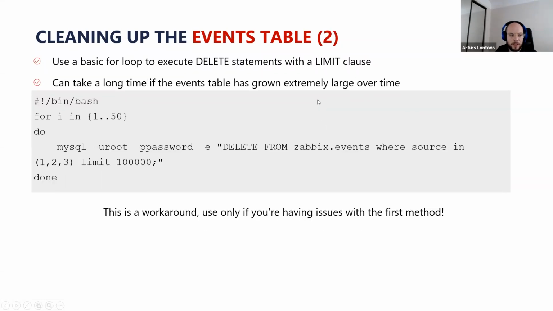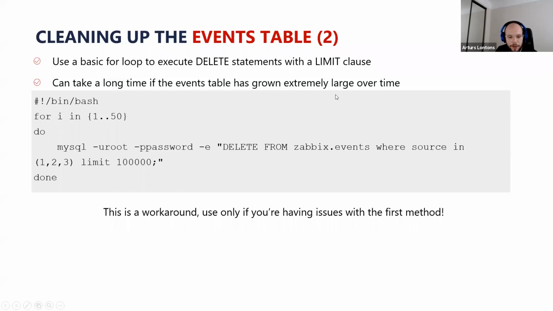So we can write a script, a basic for loop. It's very simple. Essentially, everyone should understand this. And we'll be clearing up all of the events where source is 1, 2, and 3. Essentially, we are not clearing up problem, trigger-generated events. We're clearing up everything else, internal events and things like that. Usually, there is no need for them from your side.